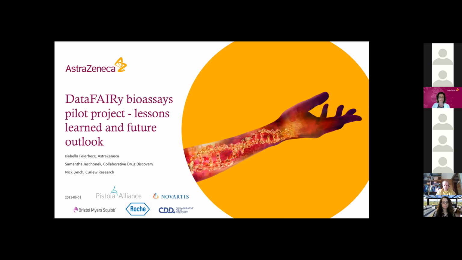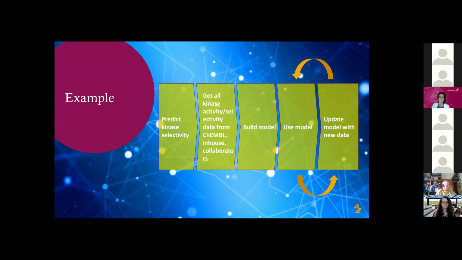There are many aspects to this project, and what I wanted to focus on today is the cheminformatics aspect. So we'll start with an example. Say you are a cheminformatician at a pharma company and you want to build a model that predicts the kinase selectivity profile of a compound.